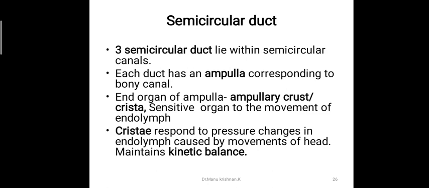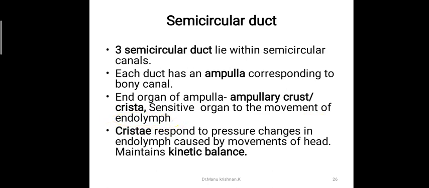The semicircular ducts can be explained similar to the canals, because the 3 semicircular ducts lie within the semicircular canals. It's very easy to remember. Each duct has an ampulla corresponding to the bony canal. So ampulla is the dilation which is present at one opening of the semicircular canals. At that particular dilation there is a structure, and the end organ of ampulla, the ampullary crest or the crista, is a sensitive organ to the movement of endolymph.